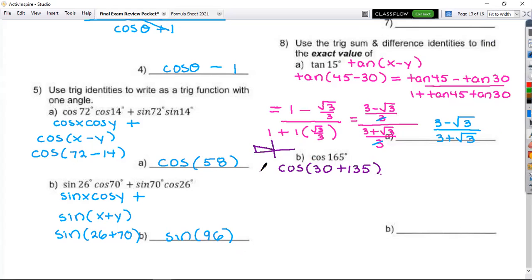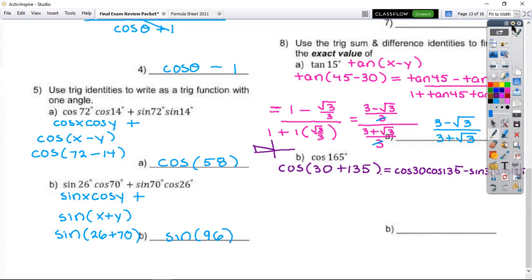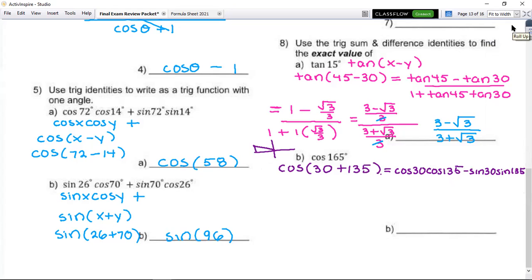So now I'm going to look at my formula sheet, and I want to add these together. So this is cosine of x plus y. So this is going to be your formula that says cos of x, so cos of 30, and then it says cos of 135, and then I'm going to go minus the sine of 30 and the sine of 135. And then I'm going to plug all these values in. Oh, I'm sorry. So I'm going to plug all of these in.